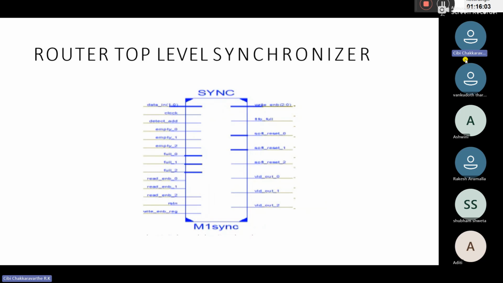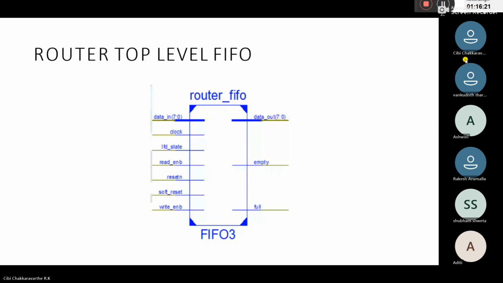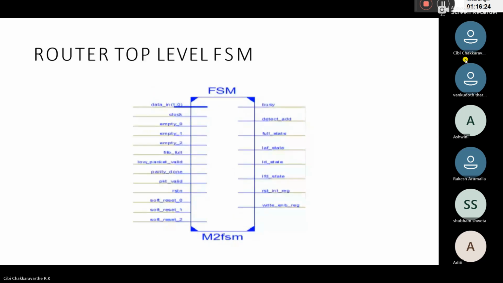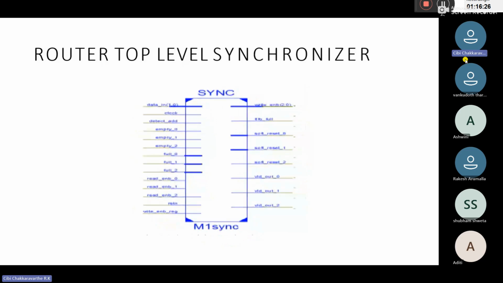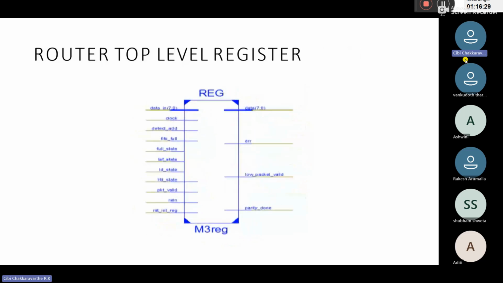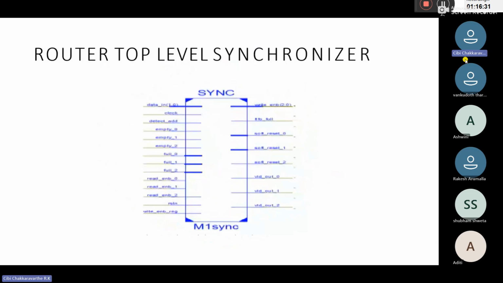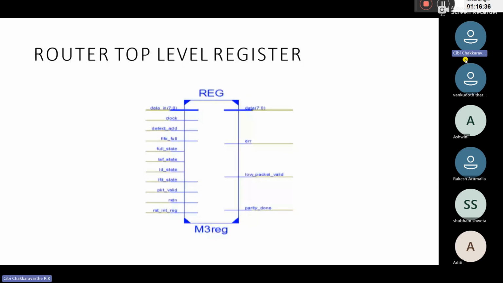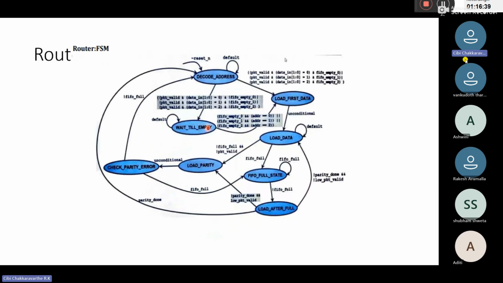So here in the synchronizer also we have some signals. See here also we are passing only address, data in, that is the 0th bit and first bit. As of now, this FSM and the FIFO are understood. Is there any doubts or do you need any clarity? I will discuss these two also. After discussing this router, this synchronizer and this register, you can ask your doubts, we will clear them, and we will move on to the next one.